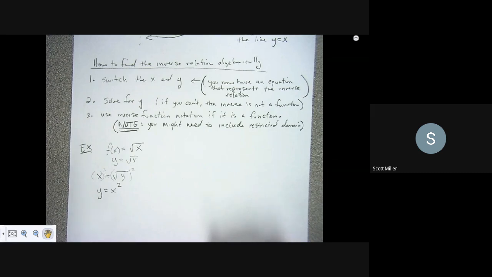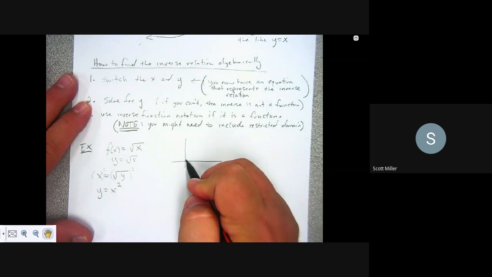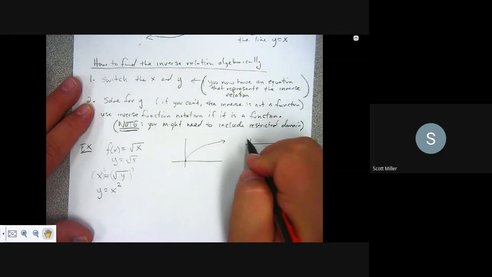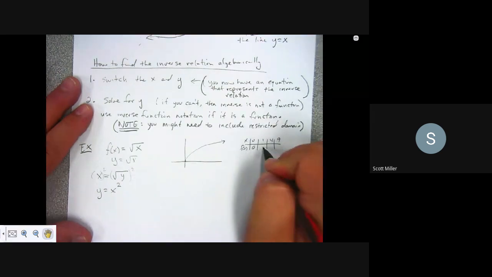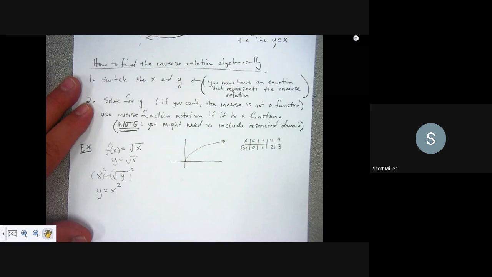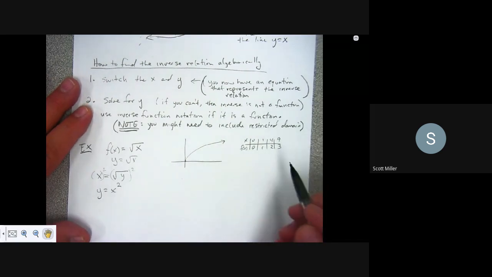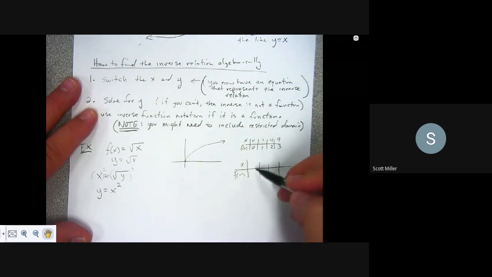Let's explore this graphically. So real quickly, the graph of the square root function is this one right here. In the table, here's x and here's f of x. I got 0, 1, 4, 9 and 0, 1, 2, 3. Yes? So then the next thing is, what's its inverse going to look like? All I have to do is flip the x and y table. So in other words, 0, 0, 1, 1, 2, 4, 3, 9.